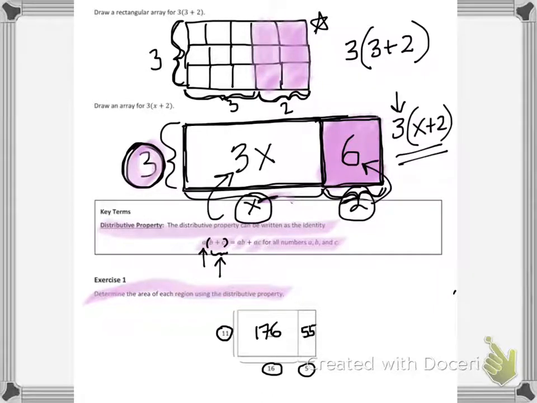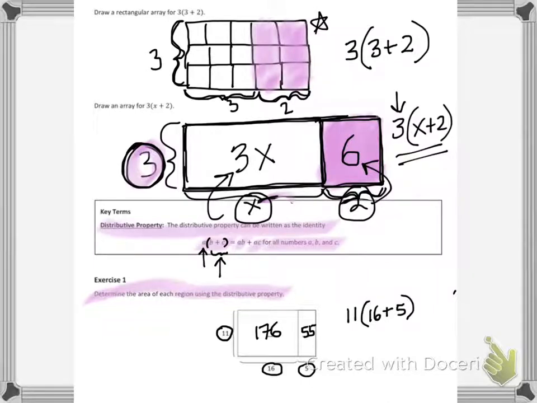Okay, and this, if we were to write this as an expression, we would write it 11 and then 16 plus 5. Right, and then we could just add those two and we'd get the area of the total larger rectangle. We could do that as well.